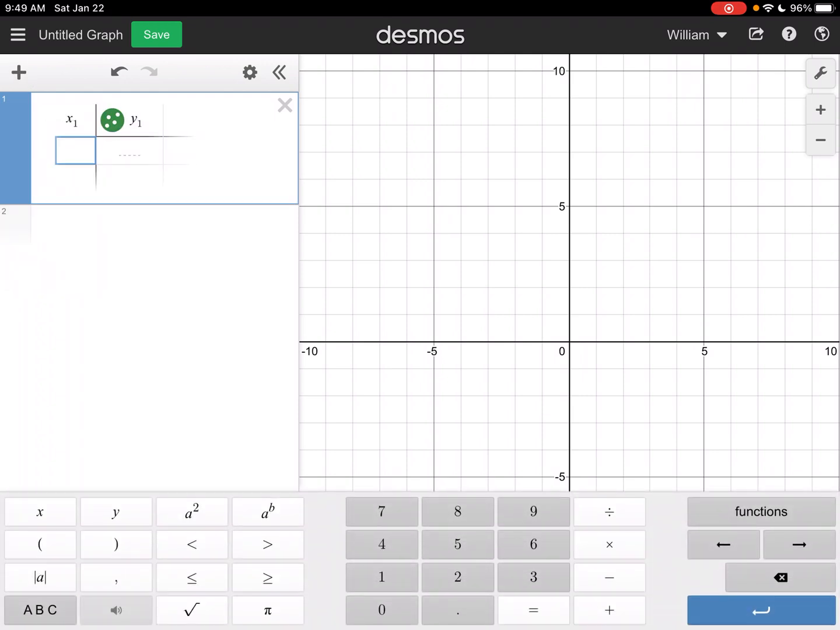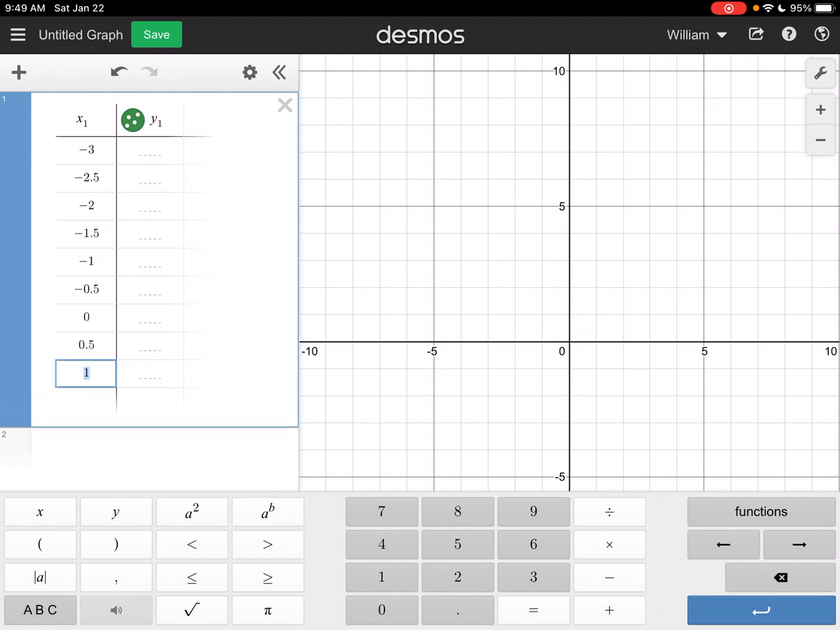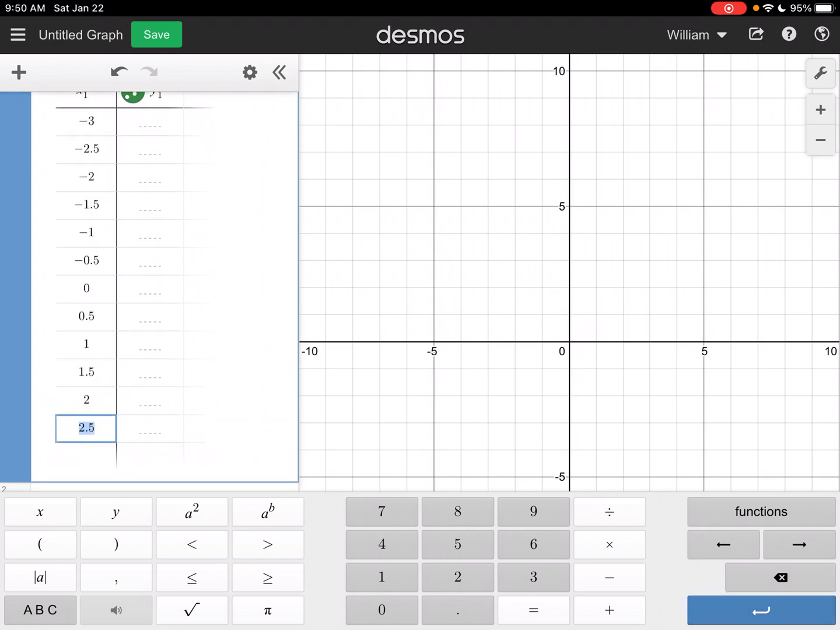So if I look at my graph, I could start any place I want. I think I'm going to start at negative 3. And I'm going to go up by a half. So my next one, I'm going to go negative 2.5. Then the calculator is smart because after I do the first couple, as long as they're the same, it automatically fills that in. I'm going to go all the way up to 3. I could go more, I could go less, but 3 seems like a good point for me.